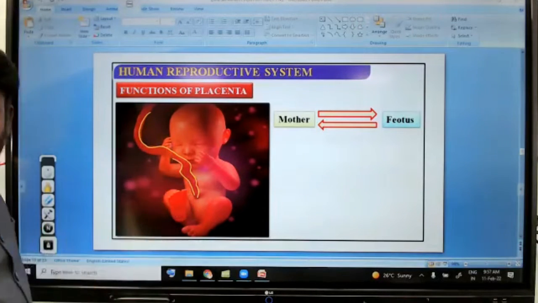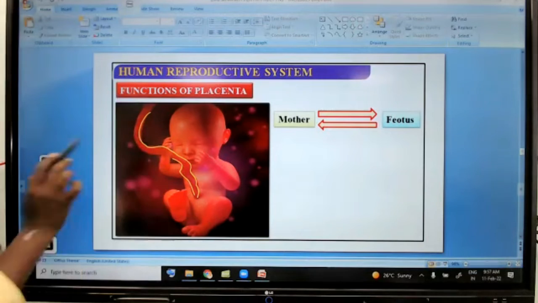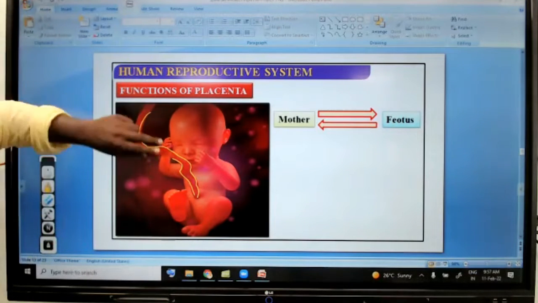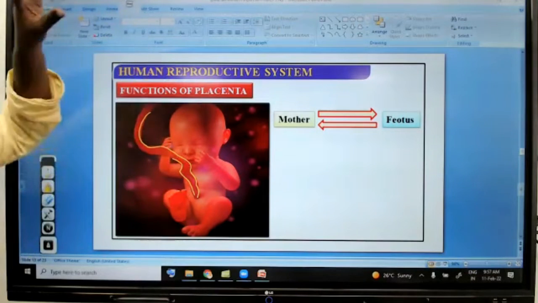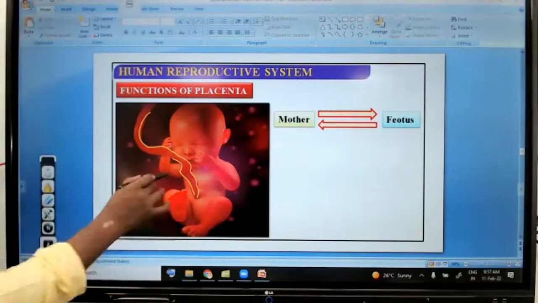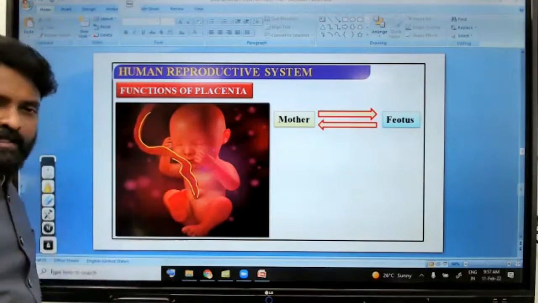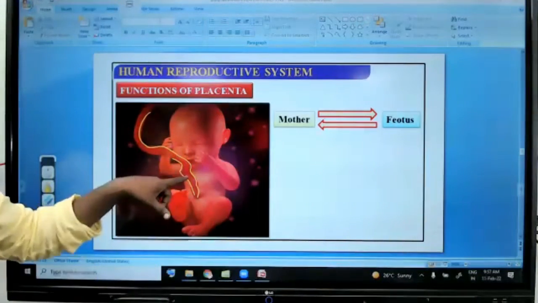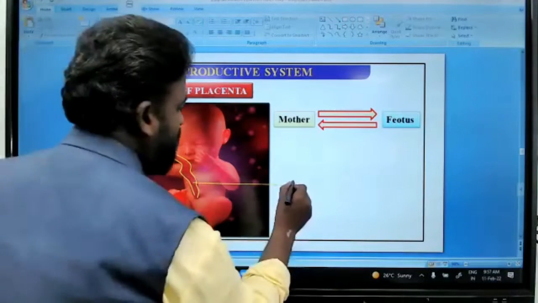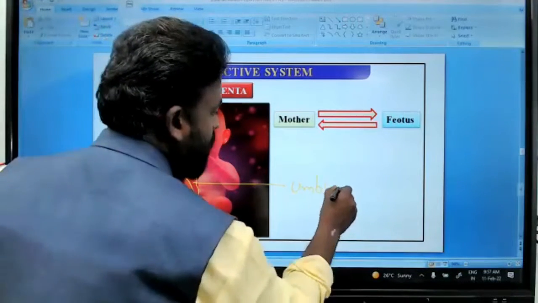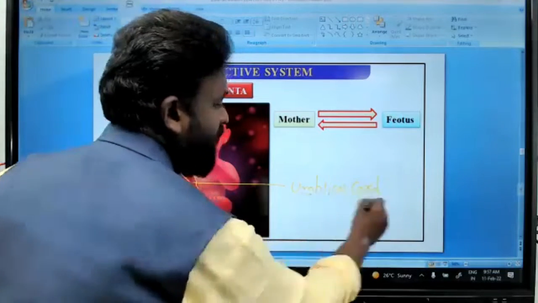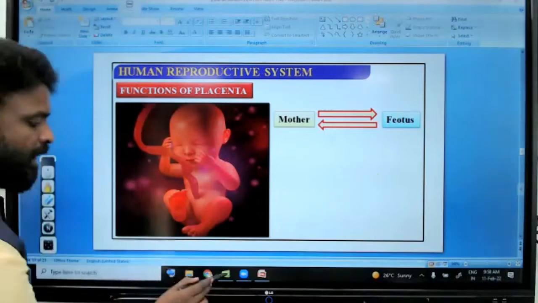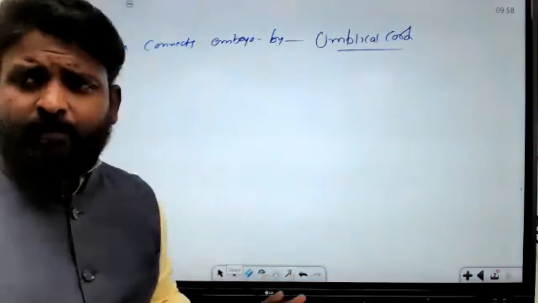Umbilical cord. From the mother to baby, and from the baby to mother. So a placenta అనేది baby కి ఎలా కనెక్ట్ అవుతుందంటే దేని ద్వారా కనెక్ట్ అవుతుంది చెప్పండి. ఏం పేరు దీని పేరు? Umbilical cord. That's it. It's about umbilical cord. Got it, all of you? Right? Good. This is the formation of the umbilical cord.